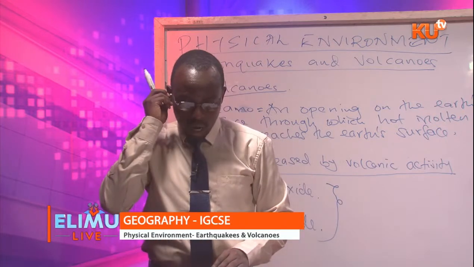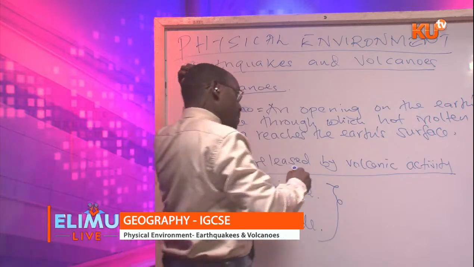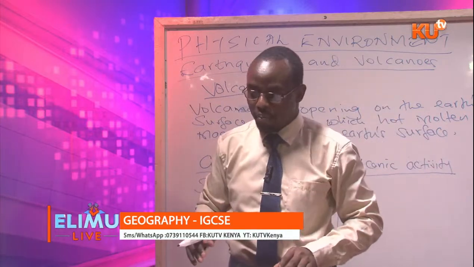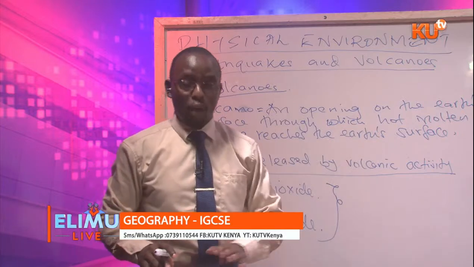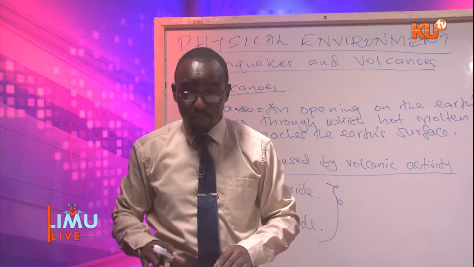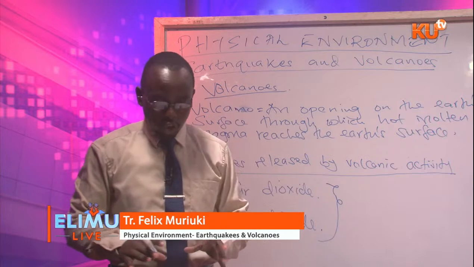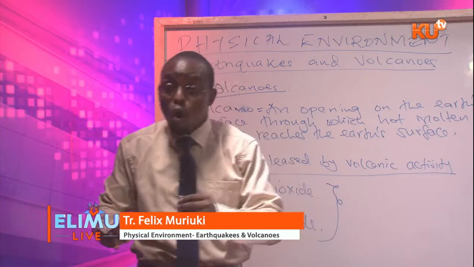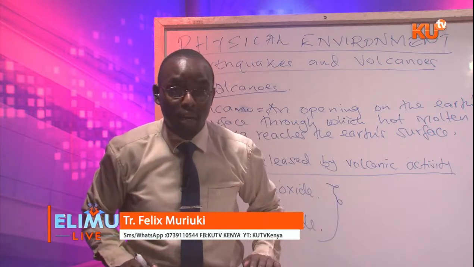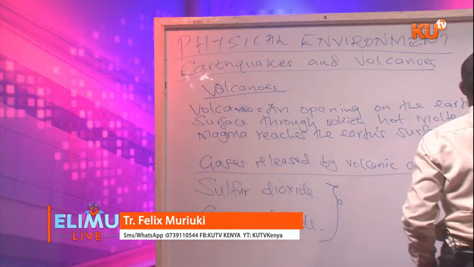Now, when the magma reaches the Earth's surface, it is known as lava. Before we get into the drawing, I want us to look at the two types of volcanoes, depending on their shape, their formation, the flow of the lava, or the type of lava released by the volcanoes. Now, we have two types of volcanoes.